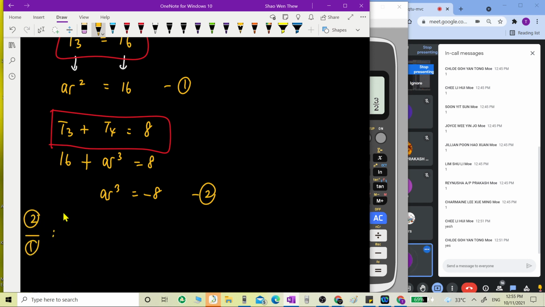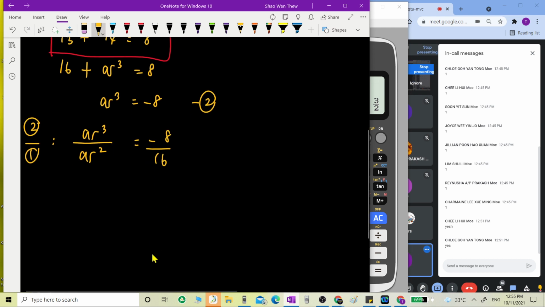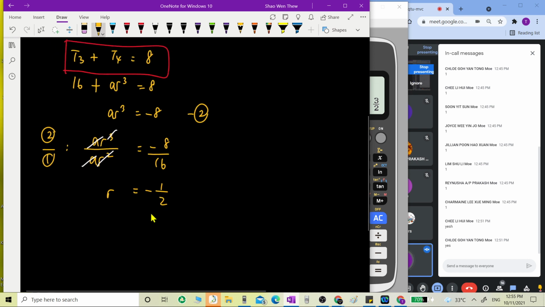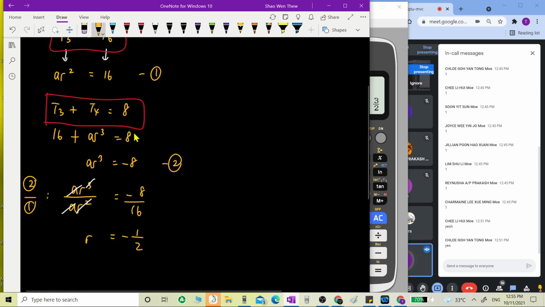Right, this one. So ar cube over ar square, left divided by left, right divided by right. So negative 8 divided by 16. With this, you can simplify a, and then square and cube you can cancel. So you're just left with r. Clear or not? r cube divided by r square is r. So you get r equal to negative 1 over 2. Very simple.